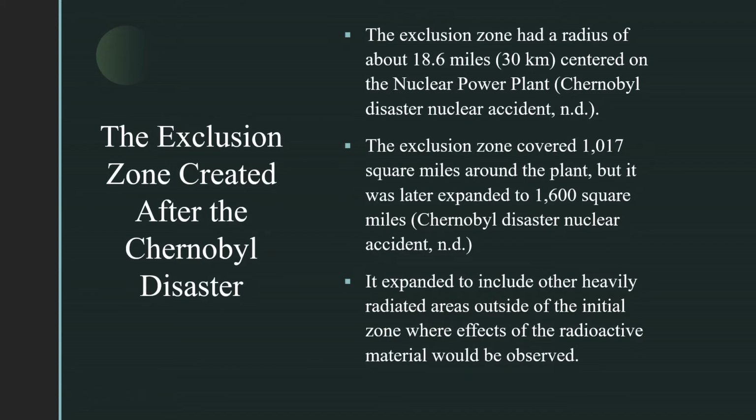After the Chernobyl disaster, an exclusion zone was created. The exclusion zone had a radius of about 18.6 miles centered on the nuclear power plant. It covered 1,017 square miles around the plant, but it was later expanded to 1,600 square miles. It expanded to include other heavily radiated areas outside the initial zone where effects of the radioactive material would be observed.